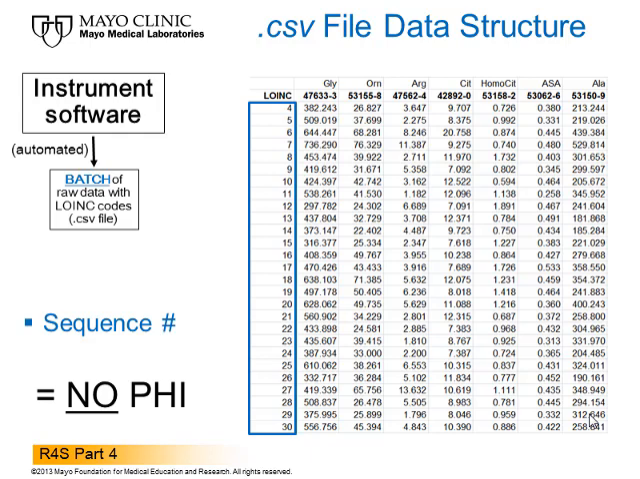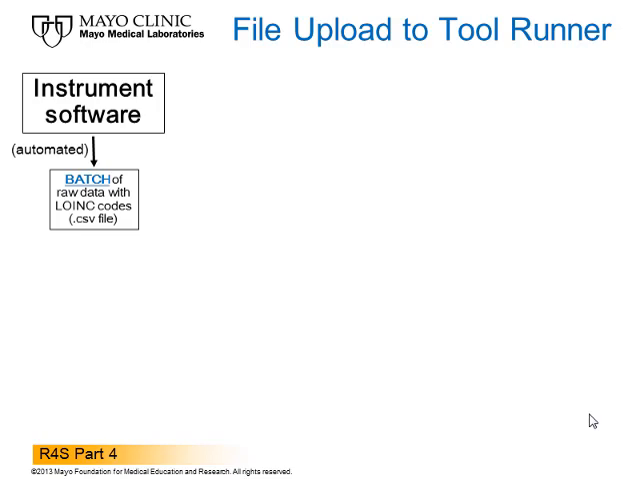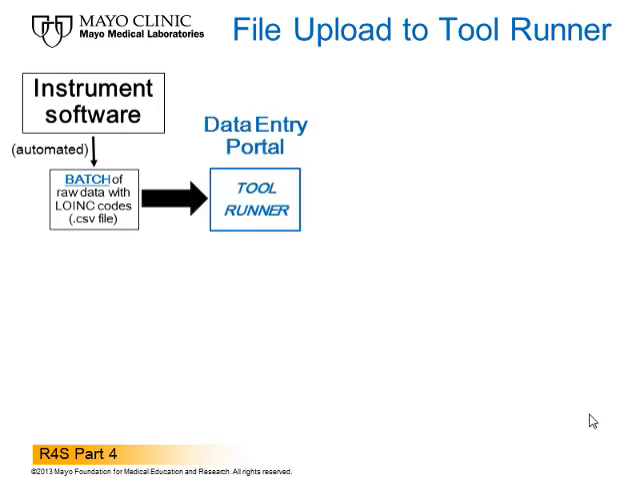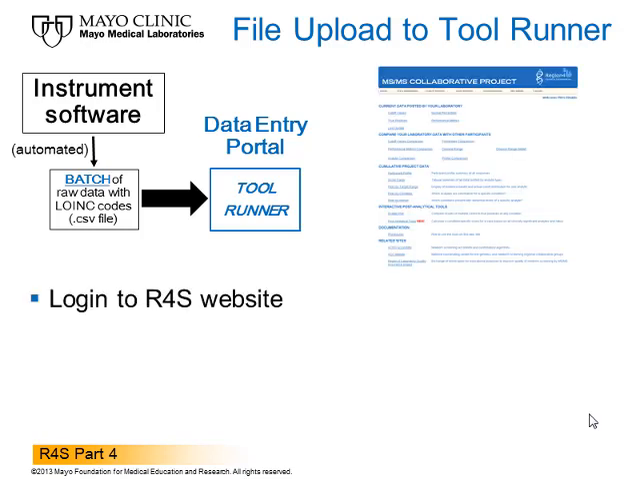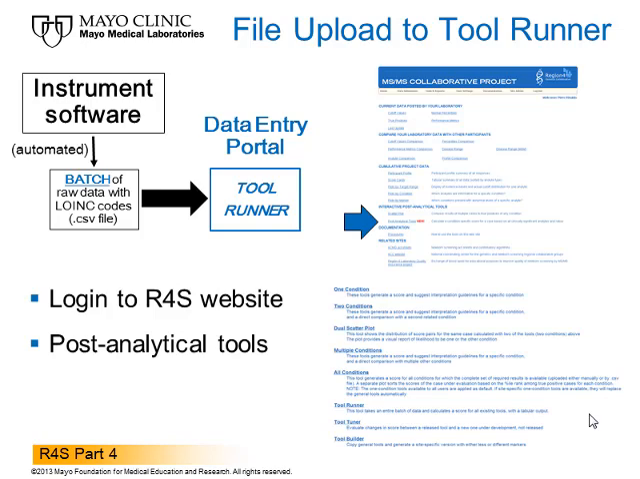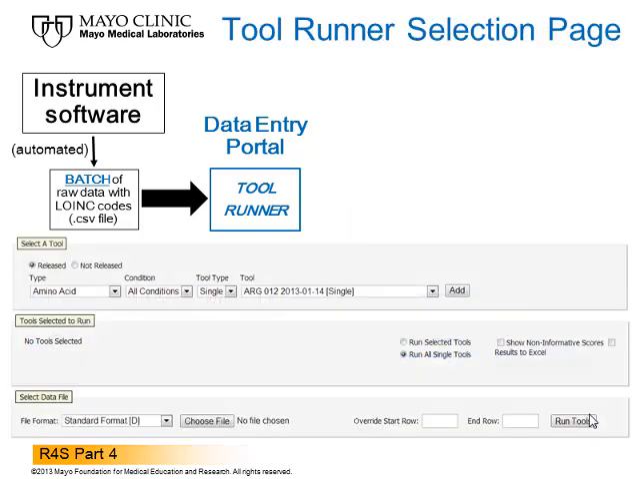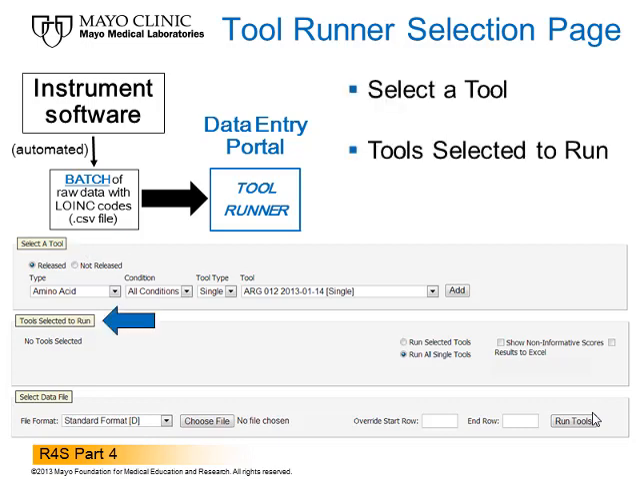a specific patient. When ready, the CSV file needs to be uploaded to the data entry portal of Tool Runner, as the user needs to log in on the R4S website, access the post-analytical tools page, and click the Tool Runner link. The selection page of Tool Runner consists of three sections. They are, from top to bottom, Select a Tool, Tools Selected to Run, and Select Data Files.